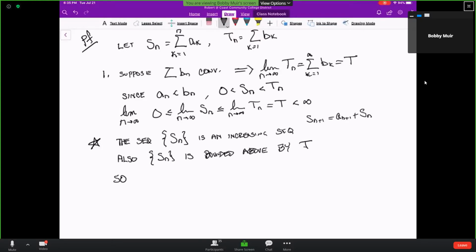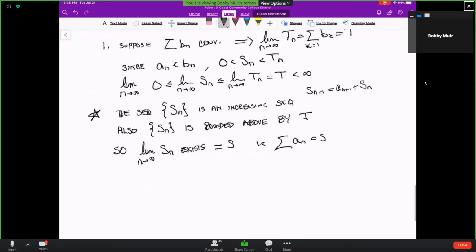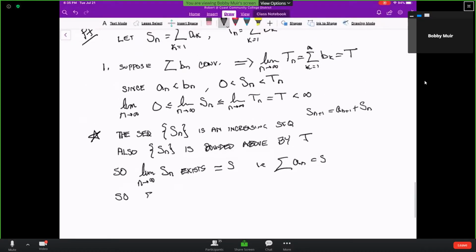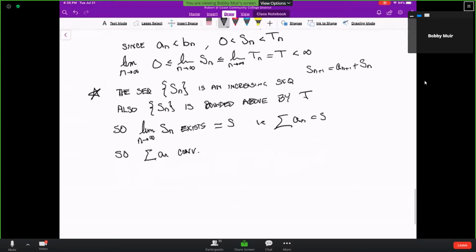So according to the result that we proved, having to use the completeness axiom, the limit as n tends to infinity of the Sn exists. Call it S. So that would tell us that the series of the ANs adds up to S, and so this thing converges. Okay, so we did have to do a little bit of maneuvering there.